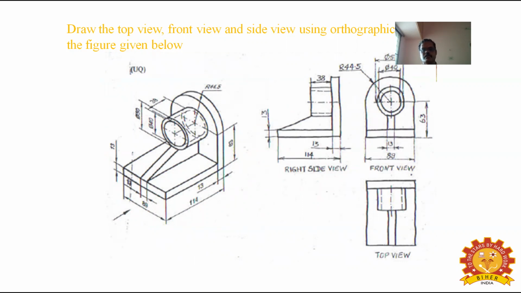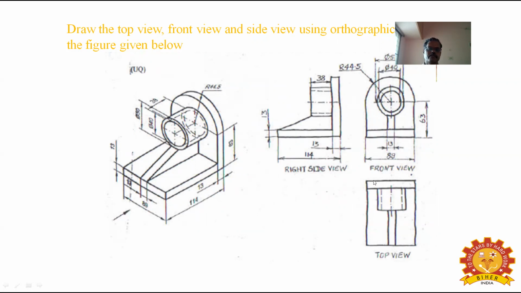Now tell me what dimensions are visible. See, the overall dimension is 89 by 114. That is the total length. The arrow mark indicates that it is the front view. Okay. So go through the dimensions. The overall dimensions are given.